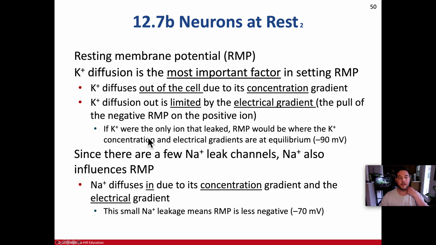The notes make a note that if potassium were the only ion leaked, the resting membrane potential would be around negative 90 millivolts. But because of those sodium leak channels, that allows a slightly more positive charge to creep into the cell, which puts it at about negative 70 millivolts usually. So sodium diffuses in down its concentration gradient and the electrical gradient, and that small leakage means that it's less negative. That's really important for helping the cell to reach threshold, because if it were at negative 90, if there were no sodium leak channels, cells would have to work even harder to reach the threshold of an action potential.